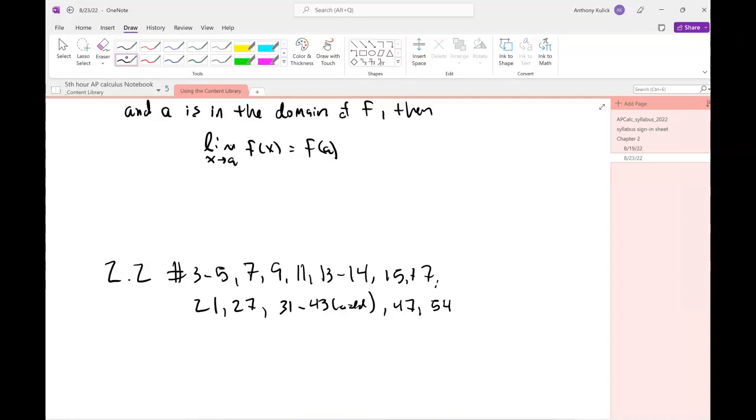There's a long list of things. A lot of them it's just going to be looking at a graph and telling what the left-hand limit or right-hand limit is from the picture. So it's not super time-consuming stuff.